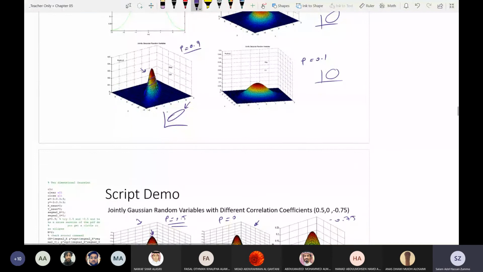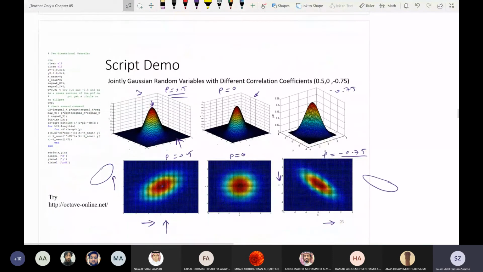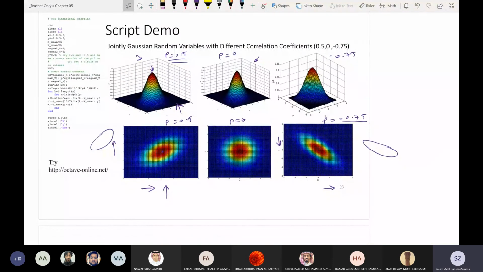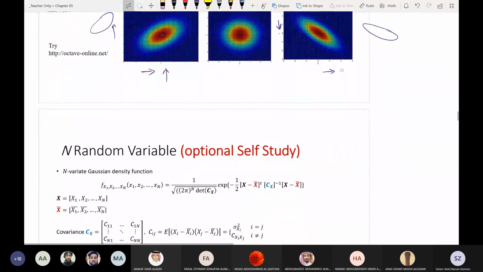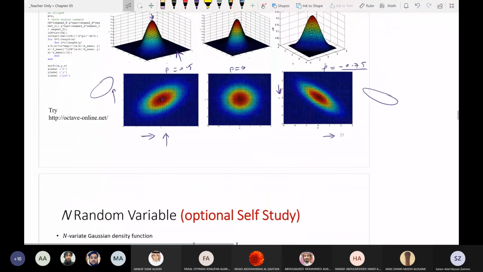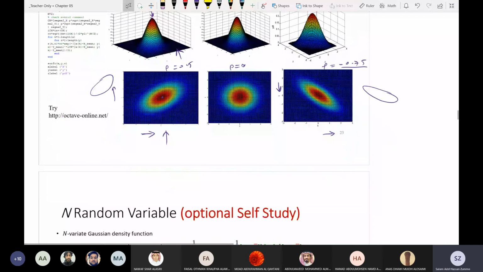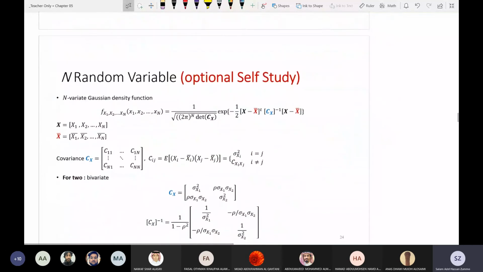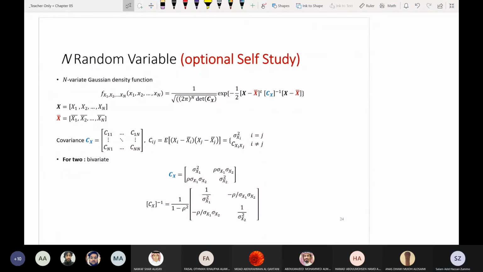And how to read the effect of the two sigmas, sigma x and sigma y, and what is the effect of rho? Of course, you can extend this to multiple random variables. However, this is optional, so I will not cover it. But I will cover a very important concept, the covariance matrix, because we will use it in other places.